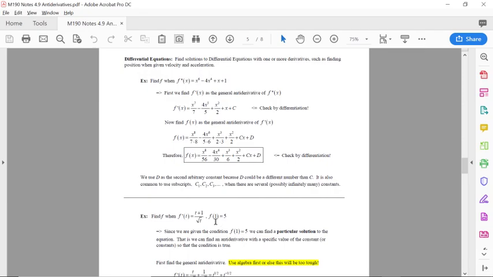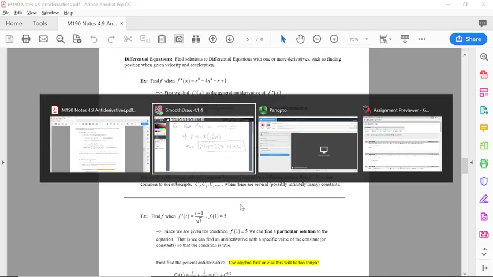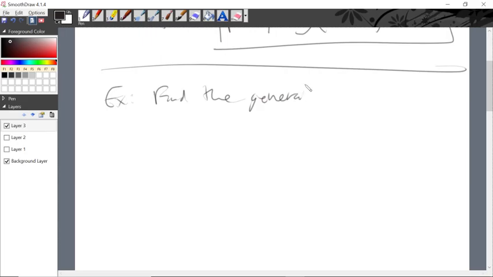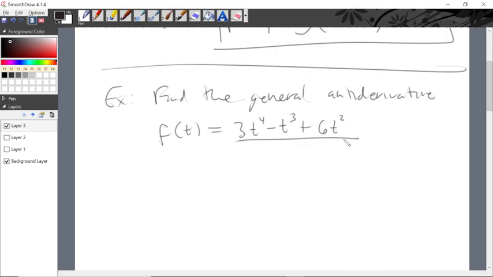Okay, before we move on to one with an initial condition, that's where right now we're given a derivative, we need to find the original function, and we can find out what the value of the constant is by a given initial value. Okay, before we do that, let's try a couple more examples over here. Okay, for antidifferentiation in general. Okay, find the general antiderivative if f of t is equal to 3t to the 4th minus t cubed plus 6t squared all over t to the 4th.